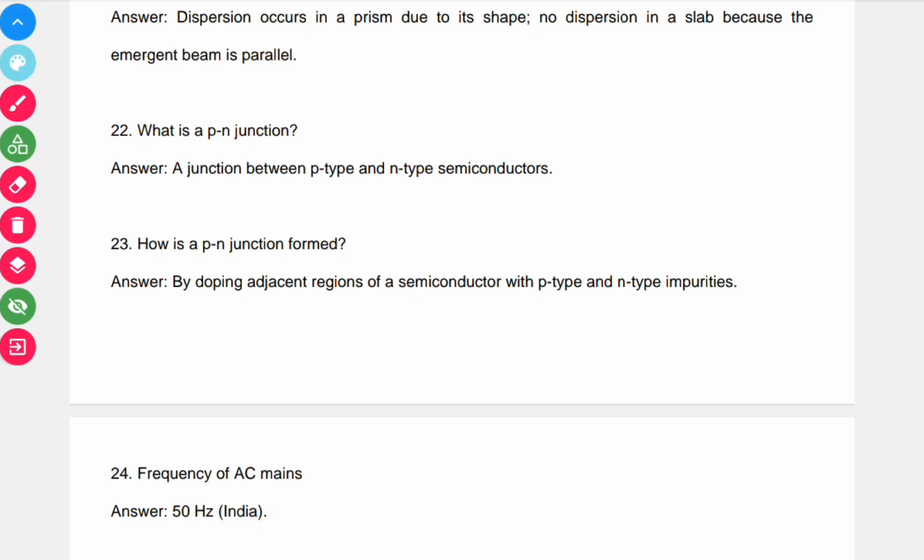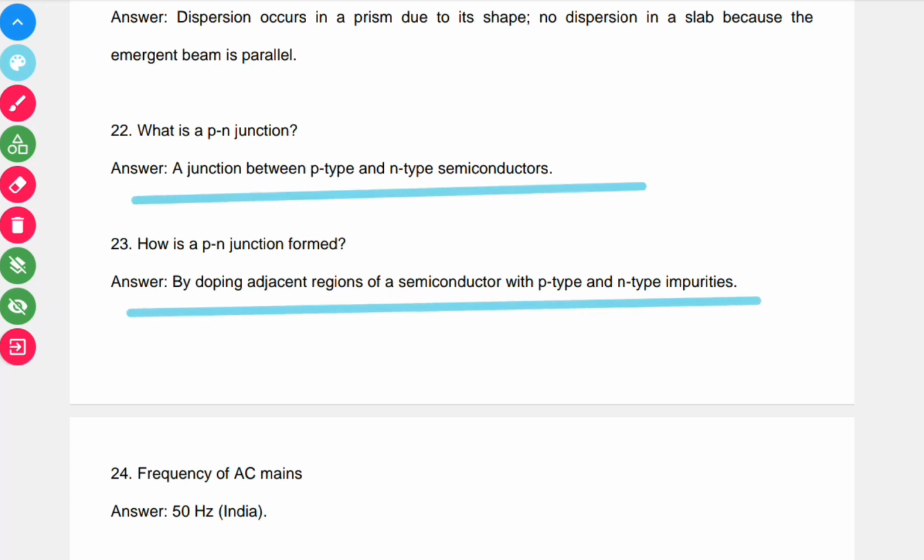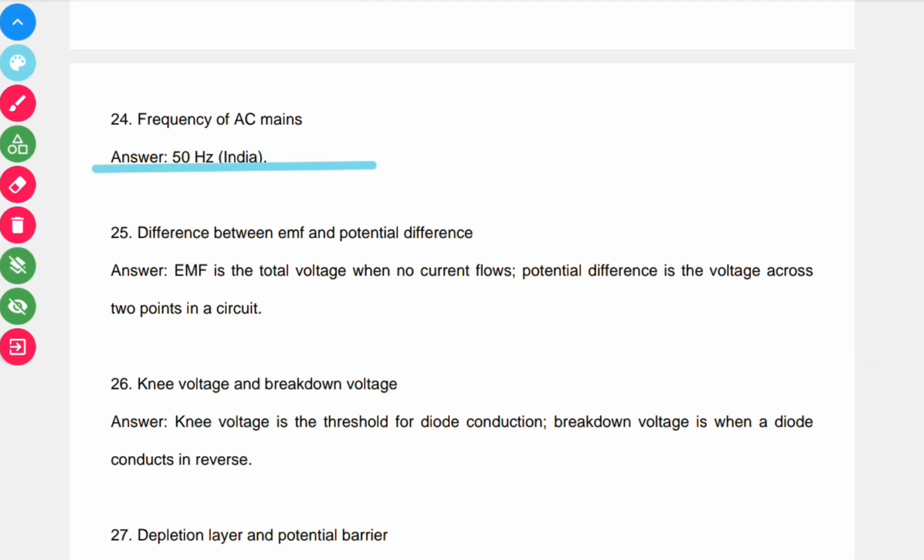Okay, निकाल दी मैंने. How is a p-n junction formed? By doping adjacent regions of a semiconductor with p-type and n-type impurities. Dispersion occurs in a prism due to its shape. No dispersion in a flat slab because the emergent beam is parallel. Frequency of AC mains is 50 Hz in India.